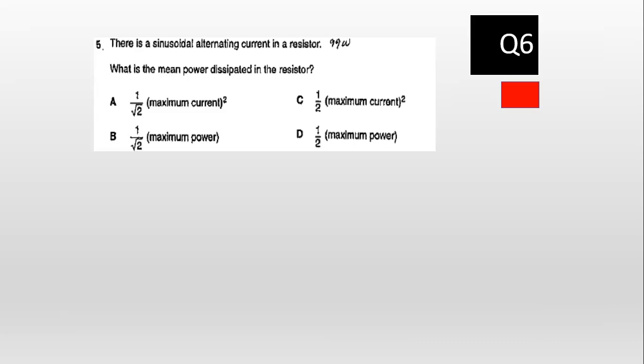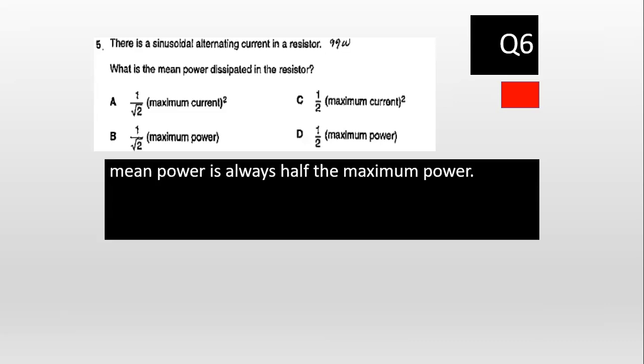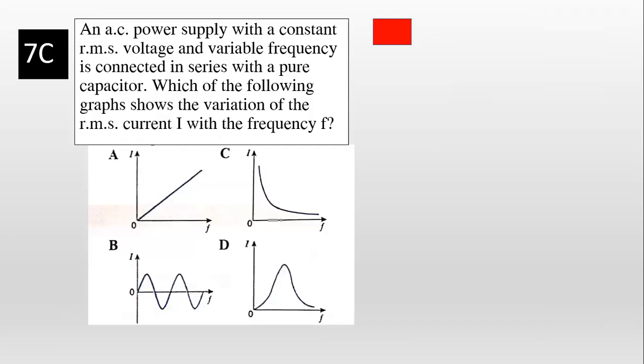There is a sinusoidal alternating current in a resistor. What is the mean power dissipated in the resistor? Surprised that you can do one answer and then the others you cannot do. More or less the same thing. Right, mean power is always half the maximum power. Okay. This one also cannot do.